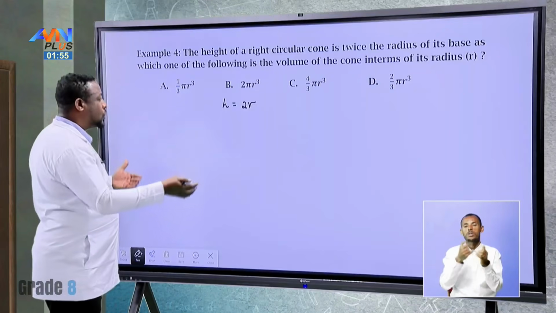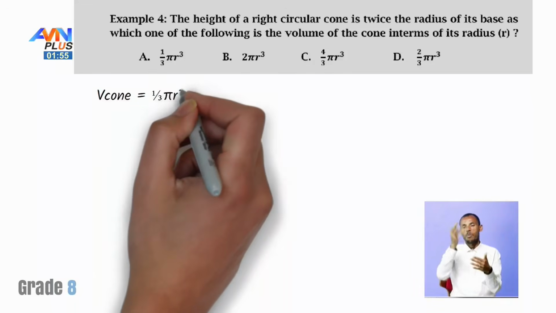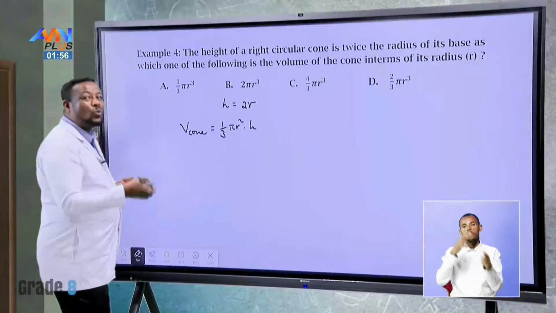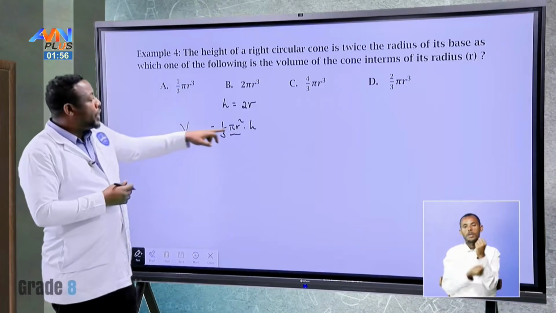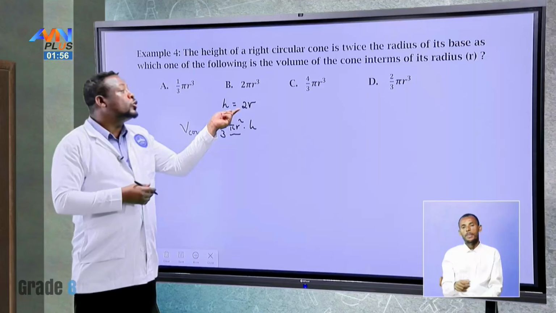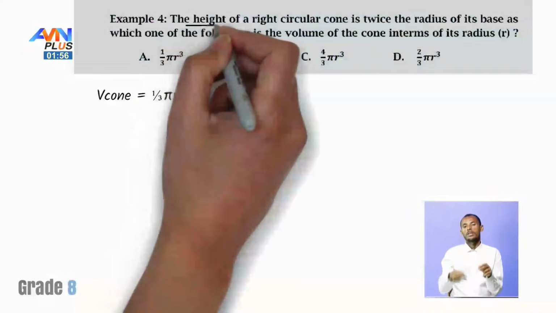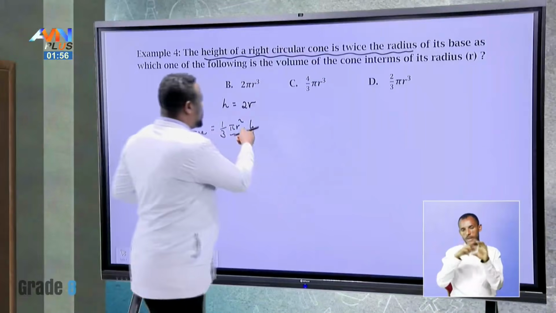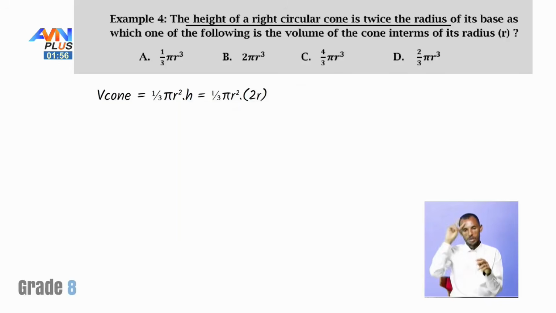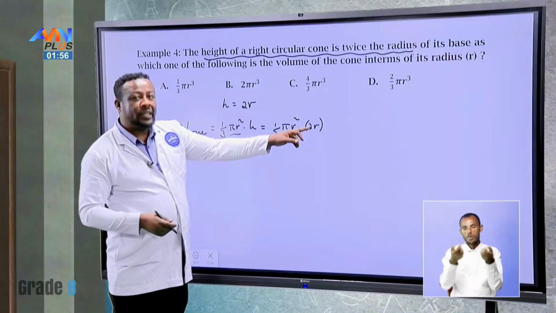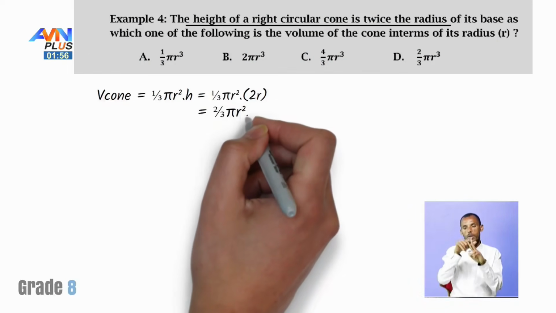This is how you do things. We all know that the volume of a cone is given by the formula 1/3 of pi r squared times h. That means 1/3 of area of the base times height. This is area of the base. Now, in place of h, you can substitute 2 times r because of this statement: the height of the circular cone is twice the radius. So in place of h, substitute 2r, and this becomes 1/3 of pi r squared times 2r. So whenever we take this 2, it becomes 2/3 of pi r squared times r.